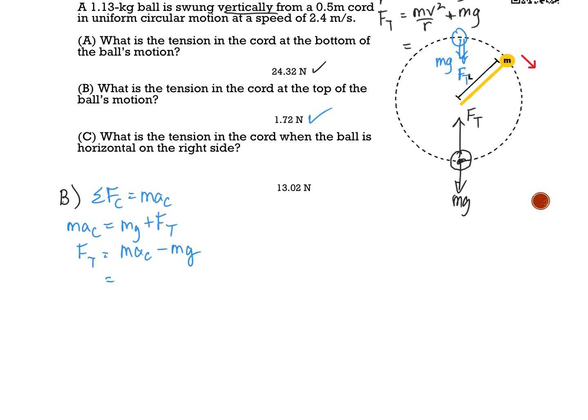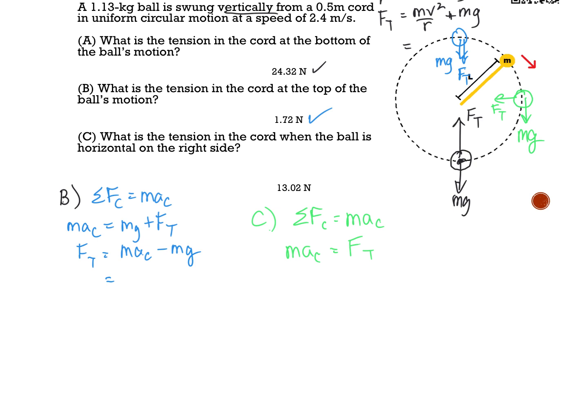And then it asks, what's the tension of the cord when it's on the right side? We'll do that in green. If it's on the opposite side right here, what do we have going on? We have the force of tension only. Mass times gravity is this way. So for part C, all we have is the sum of forces centripetal, which is mass times centripetal acceleration, is just equal to F sub T. In that case, it's even lighter.